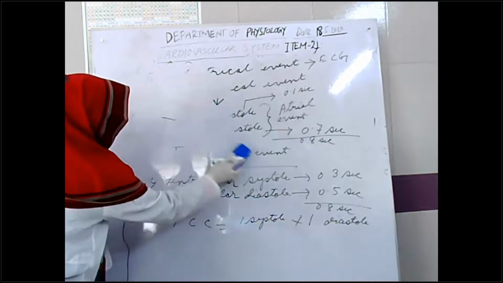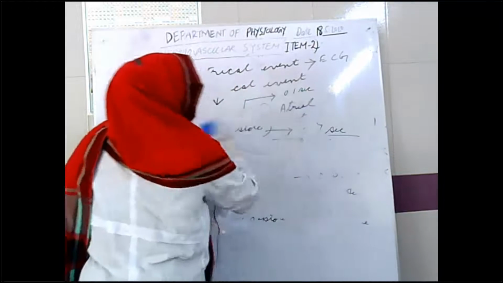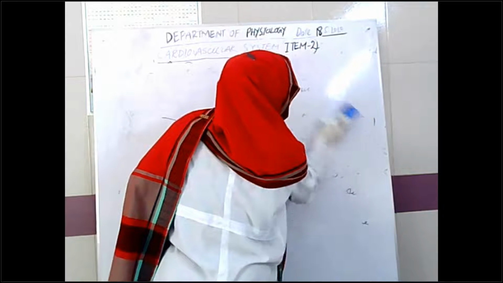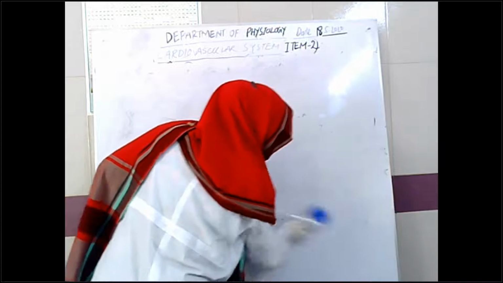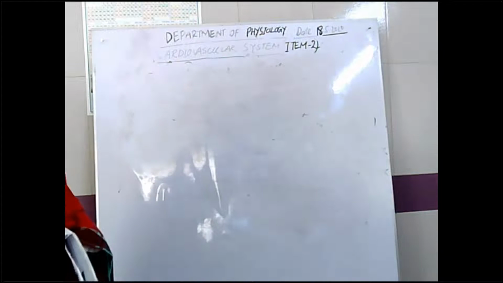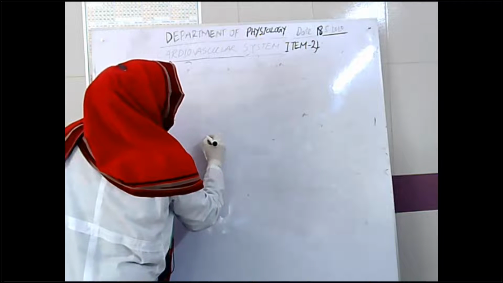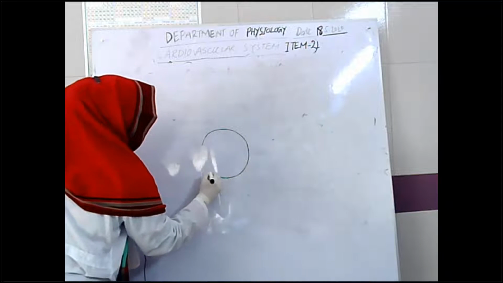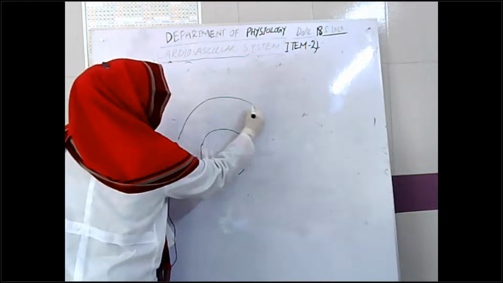Now everybody draw with me the cardiac cycle. I want to show you the easiest figure of the cardiac cycle because in the book the figure is very clumsy. That's why I want to draw this figure. Please everybody try to draw with me. Please first put one circle here. Then another circle.